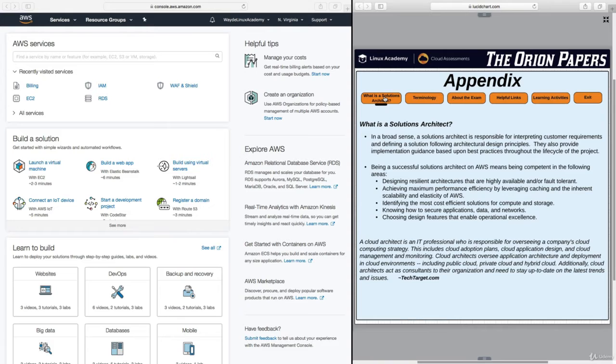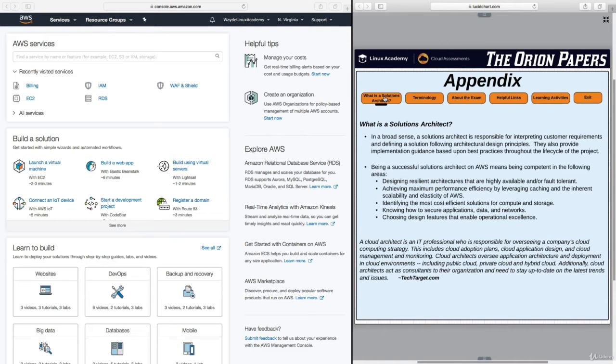On AWS, to be a successful solutions architect, you need to understand a couple of foundational areas very well. One is you have to be able to design architectures that are resilient. And resilient means that they are highly available and/or fault tolerant in the event of component failures. A solutions architect also has to understand how to leverage caching, scalability, and elasticity to achieve maximum performance efficiency from the infrastructure. They also have to be able to identify the most cost-efficient solutions, particularly for compute and storage.